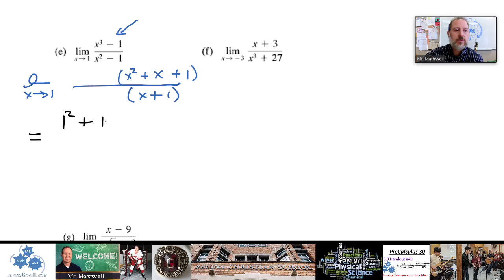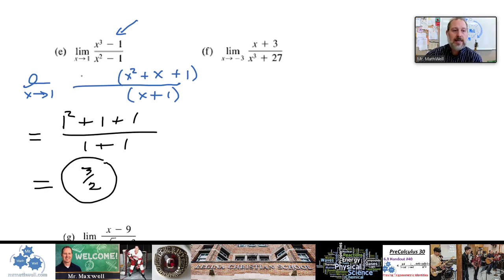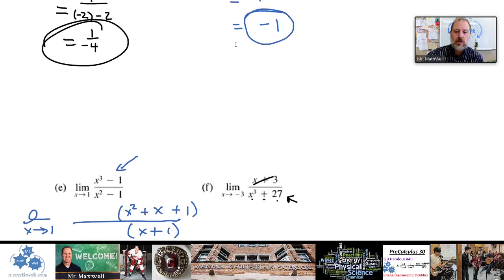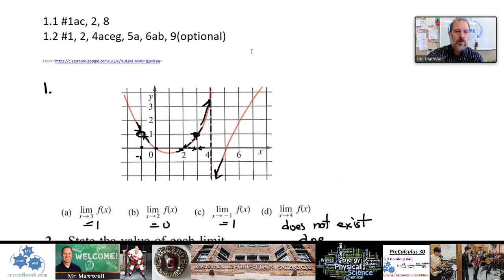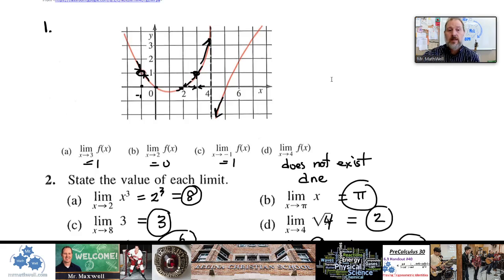So 1 squared plus 1 plus 1 over 1 plus 1. That's 3 over 2, looks like. So that should be your limit as x approaches 1 for this graph. Don't believe me? You can graph it and take a look at the graph. Okay. Same thing over here. I won't take the time to do this one, but this is a sum of cubes, and you can factor the sum of cubes. You're going to be able to factor that out with another factor down here. Substitute -3 in. Boom. Bada bing, bada boom. Get a value. And you're done. All right. So that's some homework questions. Your homework questions for 1.2 Calculus 30.